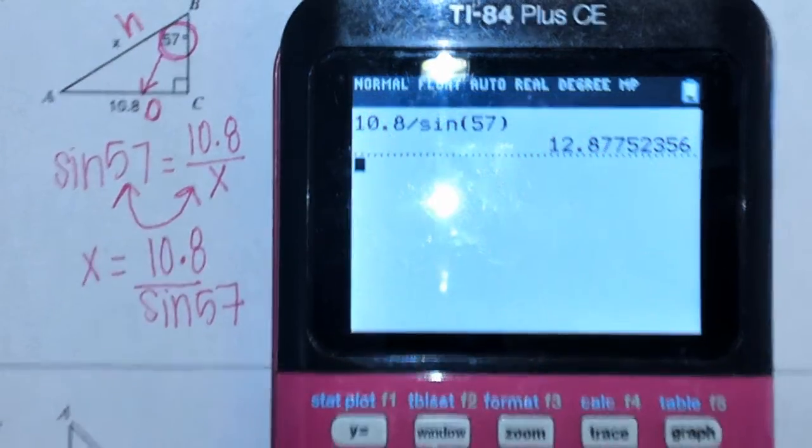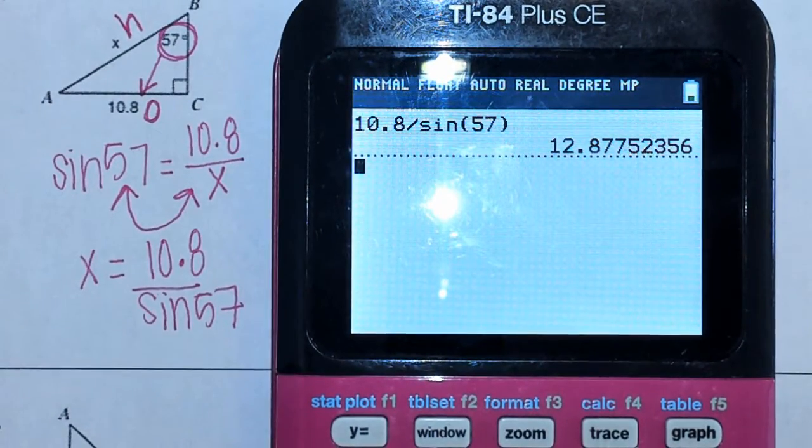You didn't get that in your calculator? Make sure your calculator's in degrees. You have to be in degrees. How do I get it in degrees? Oh, there it is. Try it now.